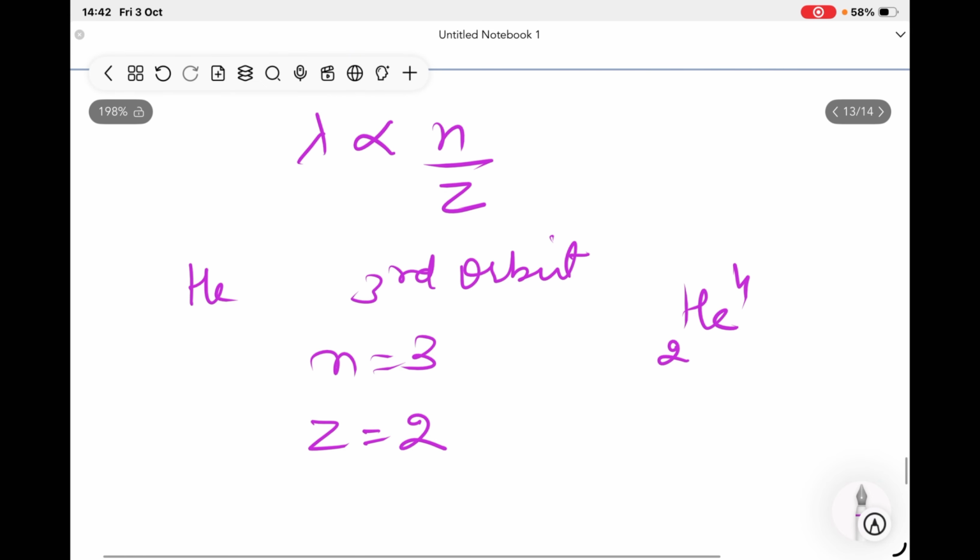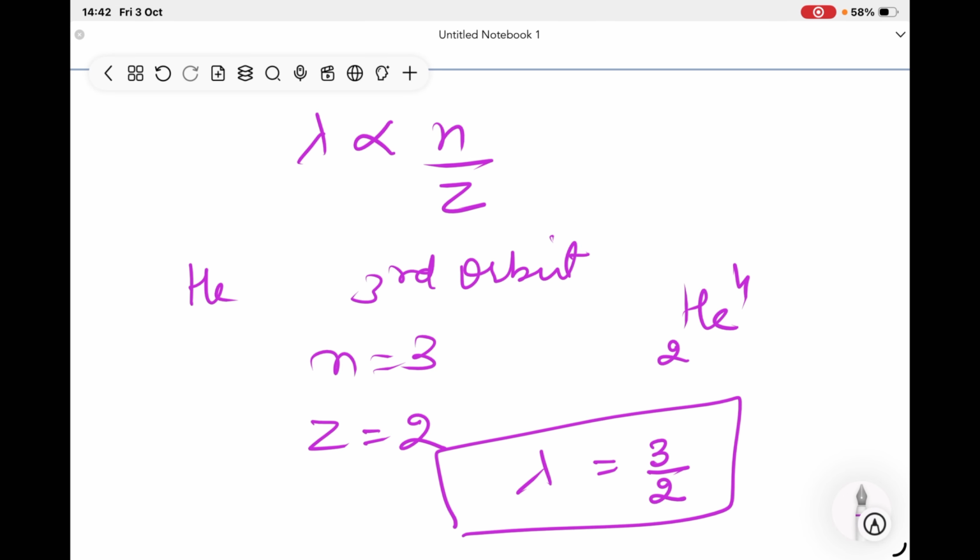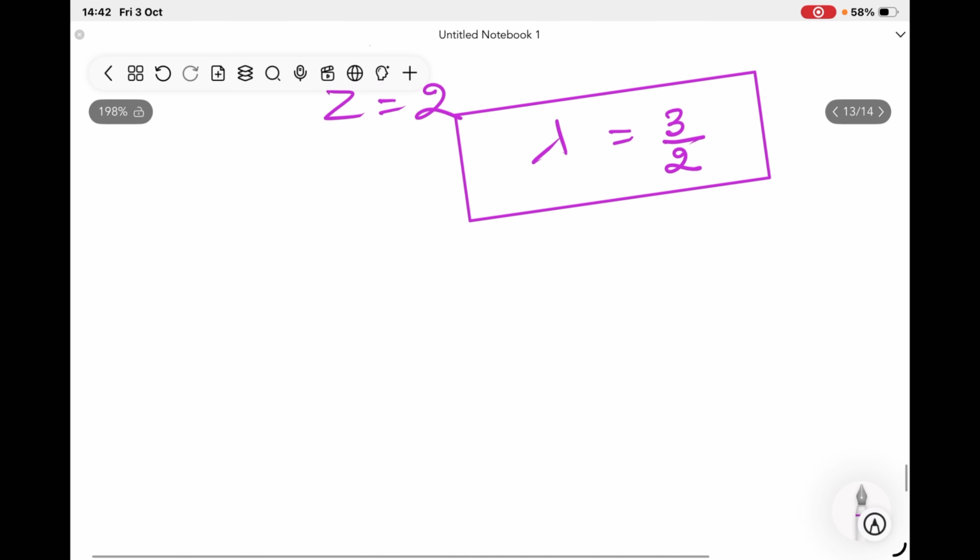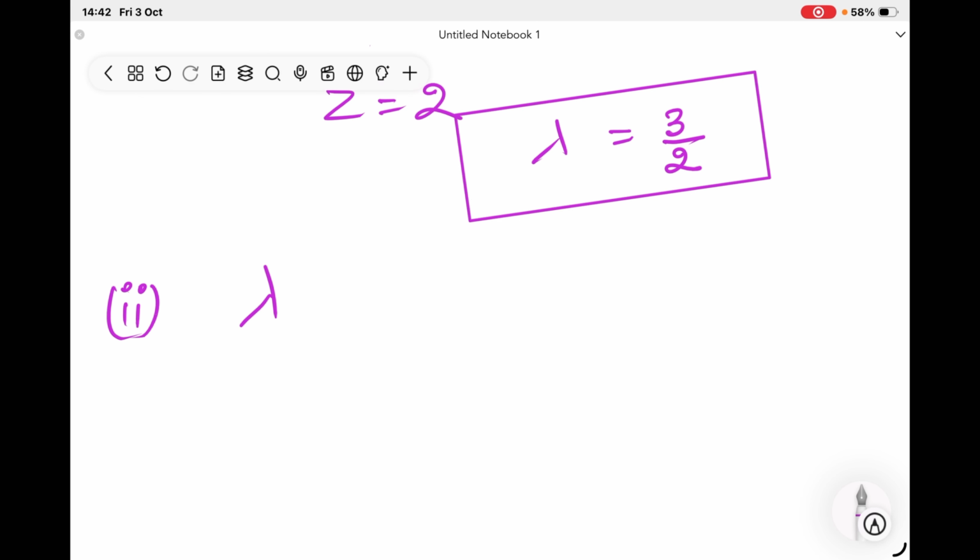So my lambda is coming as 3 by 2. Okay, so for the first part, lambda is coming as 3 by 2. Now let us check the second part of the second question. What relation we have got, that lambda is proportional to n by z. So this I will use.